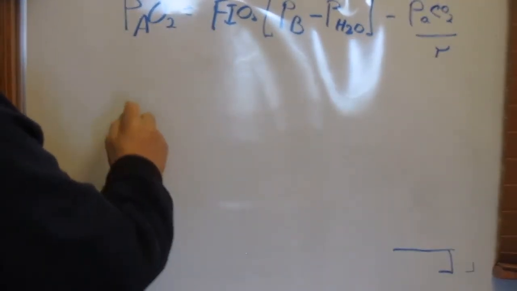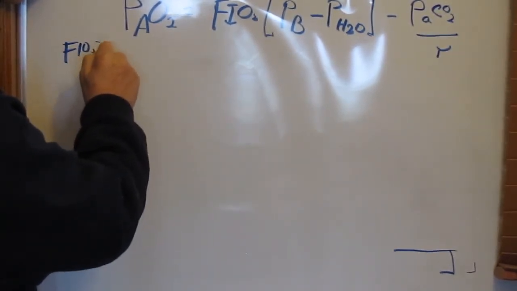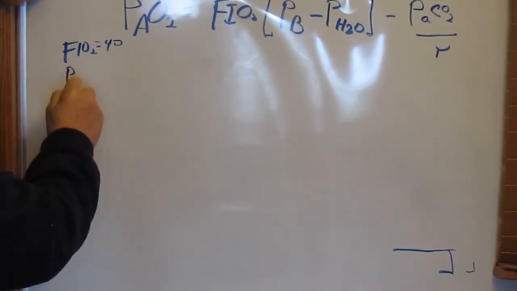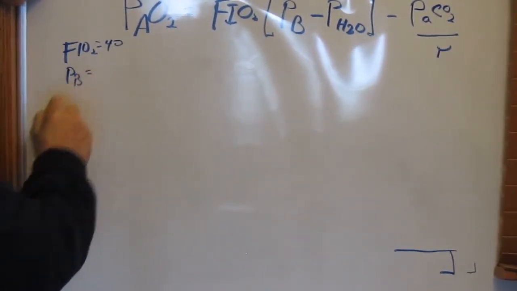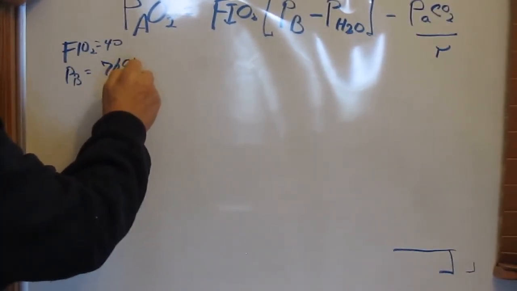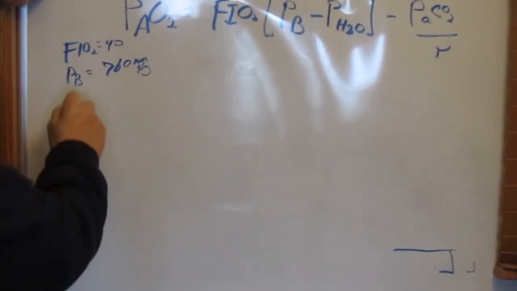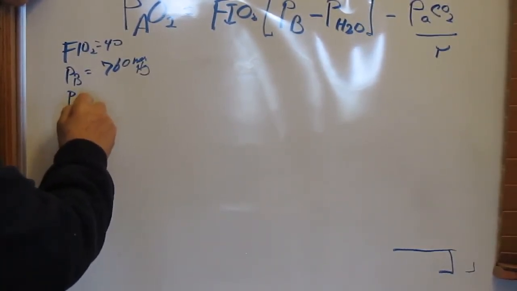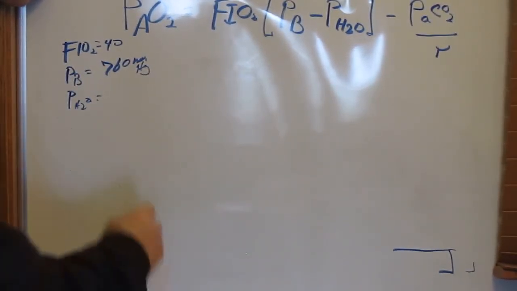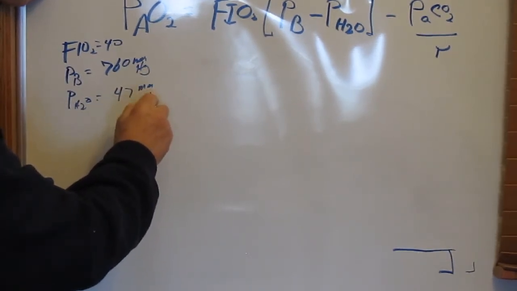Some information may be given to you, such as the FiO2 equals 40%. The barometric pressure on a standard day is 760 millimeters of mercury. The water vapor for 37 degrees Celsius body temperature is 47 millimeters of mercury.